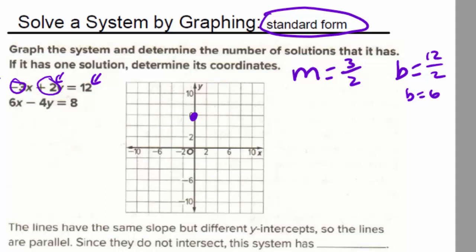So I'll go up to 6, that's my first point, and apply a slope of 3 over 2: 1, 2, 3 down over 2, 1, 2, 3 down over 2, and I'm going to draw my line there.